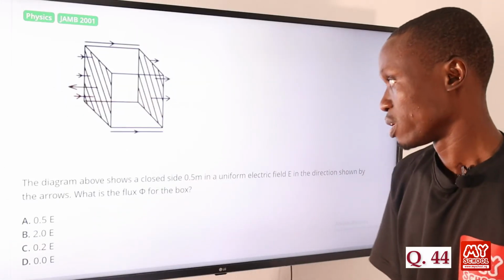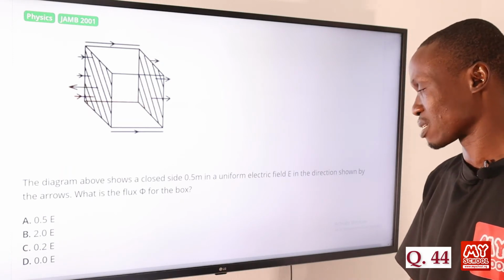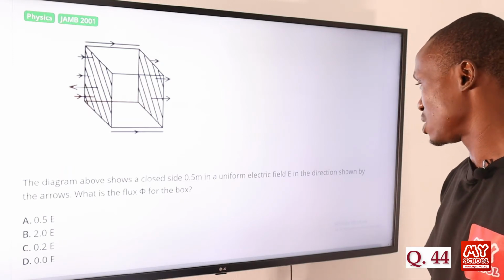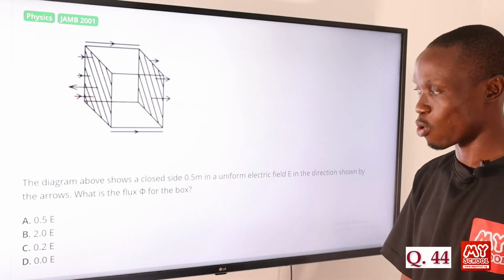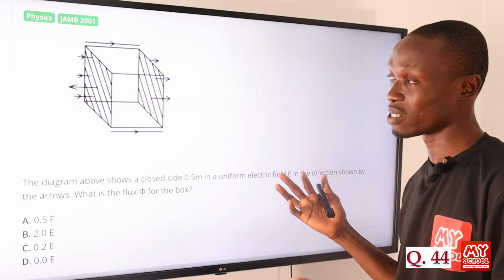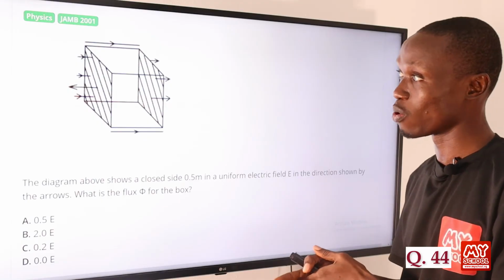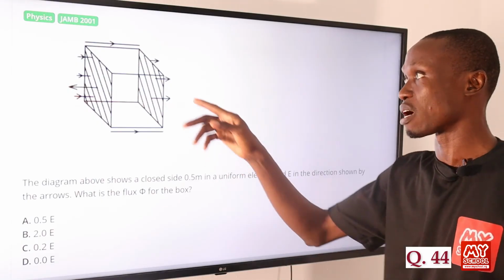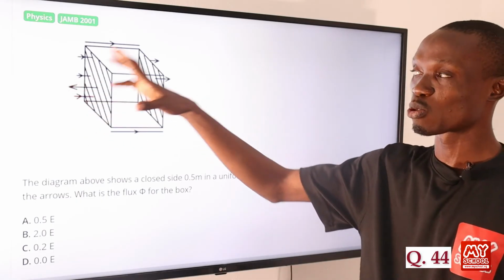Question 44. The diagram above shows a closed cylinder of 0.5 meter in a uniform electric field E in the direction shown by the arrows. What is the flux for the cylinder? So if you are given questions like this, it's very important that you look at the provided diagram carefully before you answer any question. So if you look at the direction of the field, you see them pointing to the right, then you see another one pointing to the left.